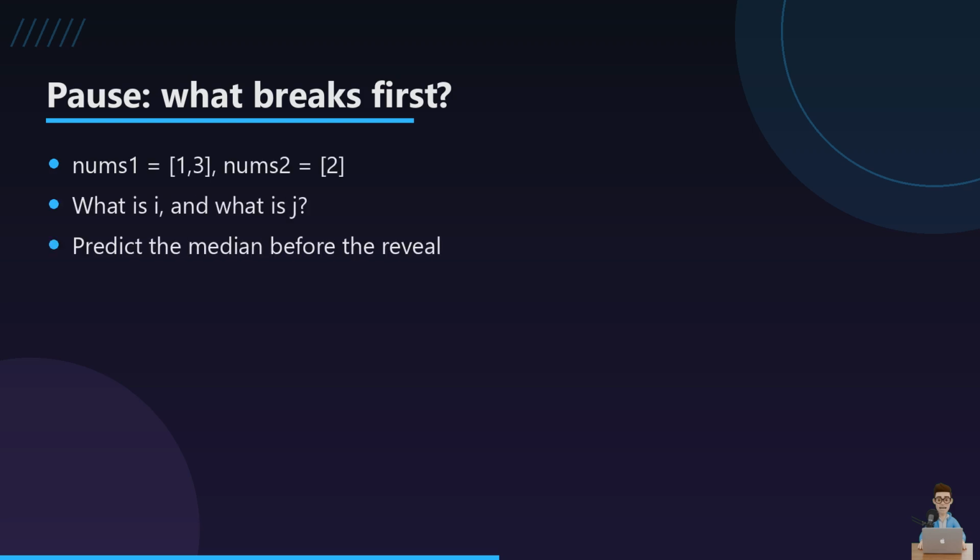For nums1 equals 1, 3 and nums2 equals 2, walk through the loop yourself. What partition index does it land on and what median comes out? Hold that thought. We'll check it right now.